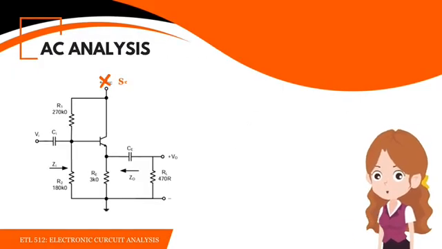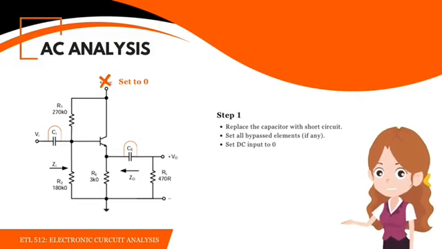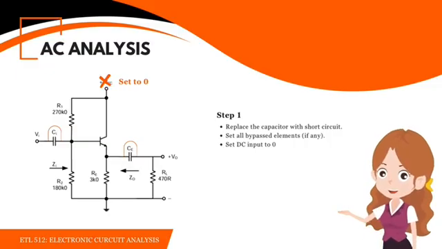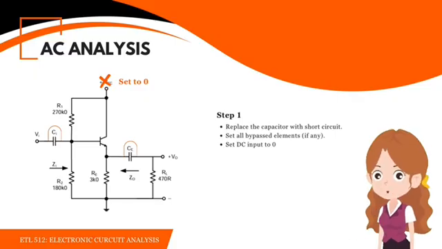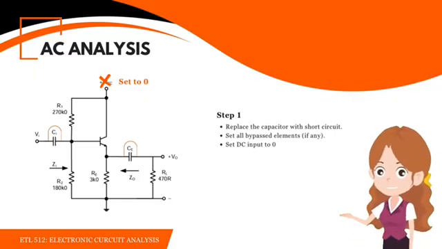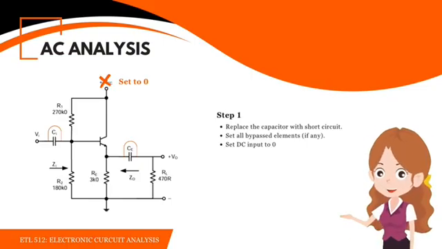So step 1 is preparing the circuit for AC analysis. In AC analysis, we make 3 simplifications. First, we replace all capacitors with short circuits. Second, we set all bypassed elements to 0 if there are any. Third, we set the DC input source to 0. By doing this, we strip the circuit down to only the small signal model.